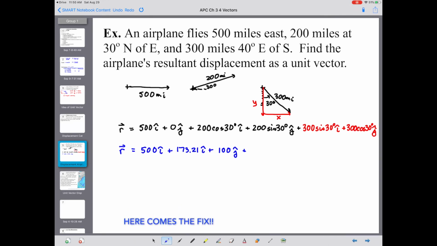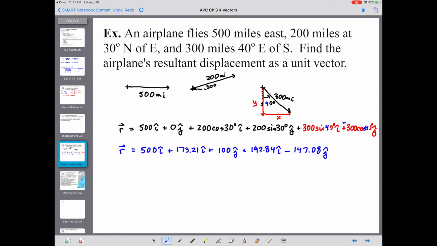And I'm going to back up here for 1 second because this is not a 30-degree angle. This is a 40-degree angle. So before we get too far in, we're going to fix that. So then 300 sine 40 degrees will give us a 192.84. And we'll tag that with an i. And then negative, because this is going downward, the 300 cosine 40 degrees is going to give us negative 147.08. That's in the y direction, so I'll tag that with a j.